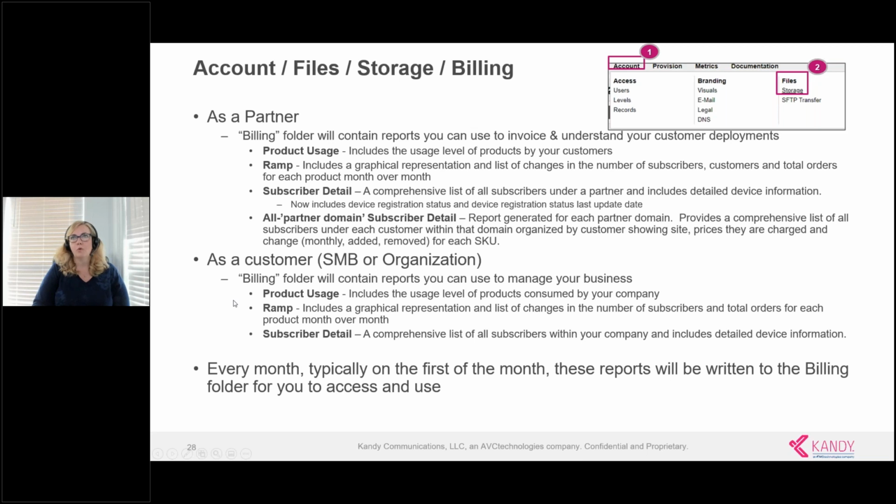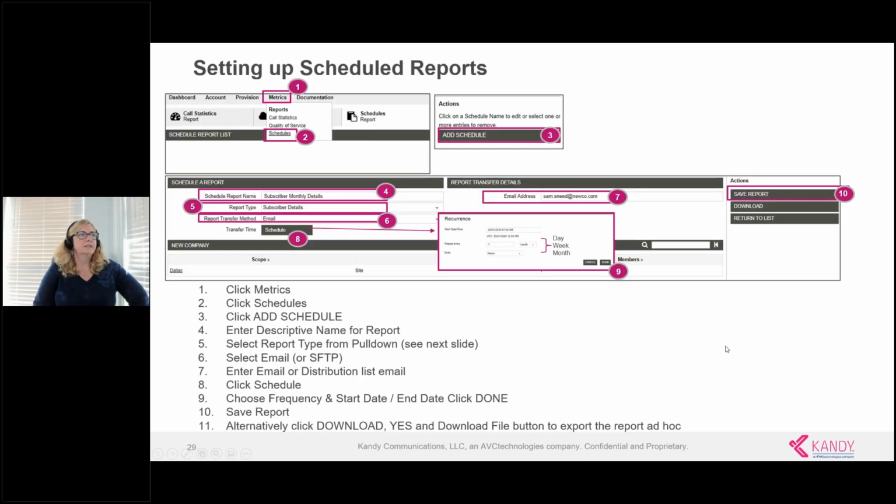As a customer or an organization, either one, they're going to see product ramp and subscriber detail. And again, these are written one time a month, so you can't generate them ad hoc other than the subscriber detail report, but one time a month, and most of the time that's at the beginning of the month. We have a few partners whose billing is set up a little bit differently, on a different day of the month. And then to set up scheduled reports, we went through this briefly a minute ago, but it's pretty easy.